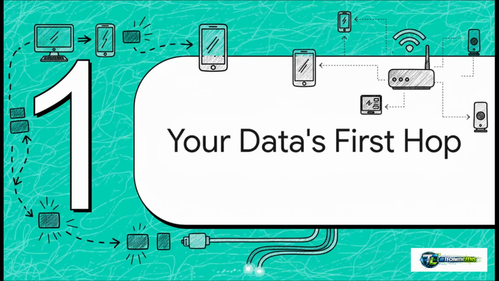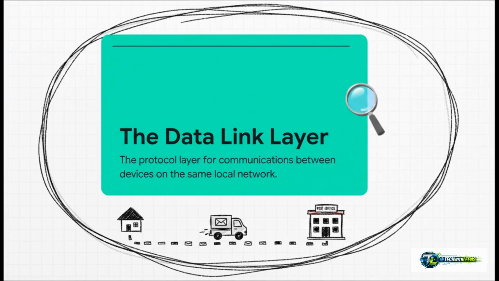So this first step, this little jump from one device to the next on your own local network, is all handled by a really fundamental part of networking called the data link layer. Now, what's so interesting here is its very specific job. The data link layer doesn't care at all about the final destination. It's kind of like a local courier service. It's completely focused on just one thing: getting a package from your house to the post office at the end of the street.